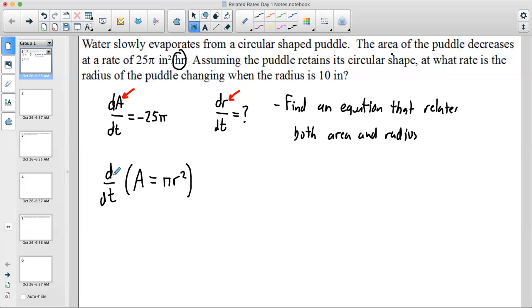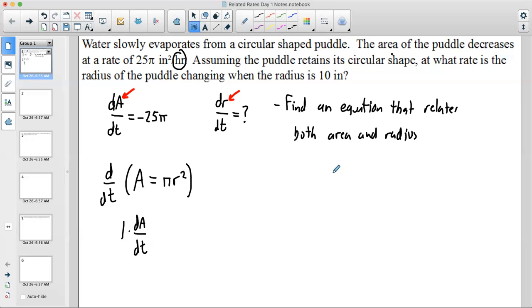And so the derivative with respect to time of A, I don't know what A is. I think it might be a function of time. And I actually know that it is because it's changing with respect to time. As time passes, the puddle gets smaller. So A changes as time changes. So I'm going to have to use implicit differentiation. The derivative with respect to time of a variable is 1 times the derivative of the variable. So this is really equal to 1 times dA/dt.